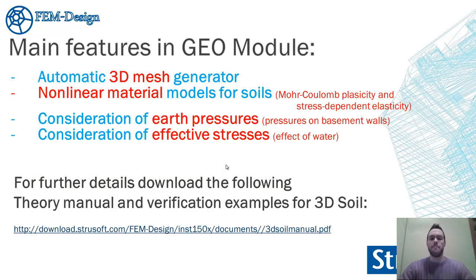So you can see here the main features in the geomodel. So first of all, we needed to solve the problem of the automatic three-dimensional mesh generating. So it's very important when we have an arbitrary shaped soil block under the structure, we need to have an automatic three-dimensional mesh generator. It's a very difficult mathematical problem, so it was a very big development in the program.